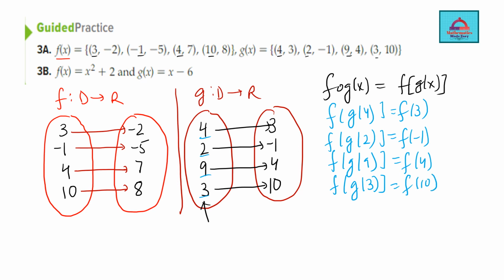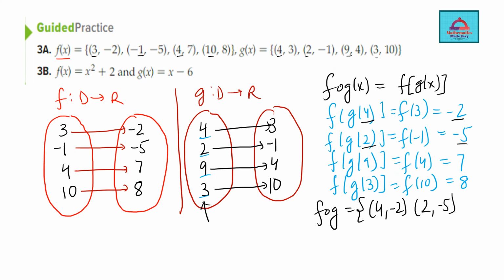So let's go to function f now. Where is 3 going? It is going to -2, -5, 7 and 8. So very easy question. Now you can write your f o g as the coordinates: 4 going to -2, that's the first point. 2 going to -5, that's the second point. 9 going to 7 and 3 going to 8. So these are f o g. Similarly, you can find g o f. g o f will come out to be your coordinates.